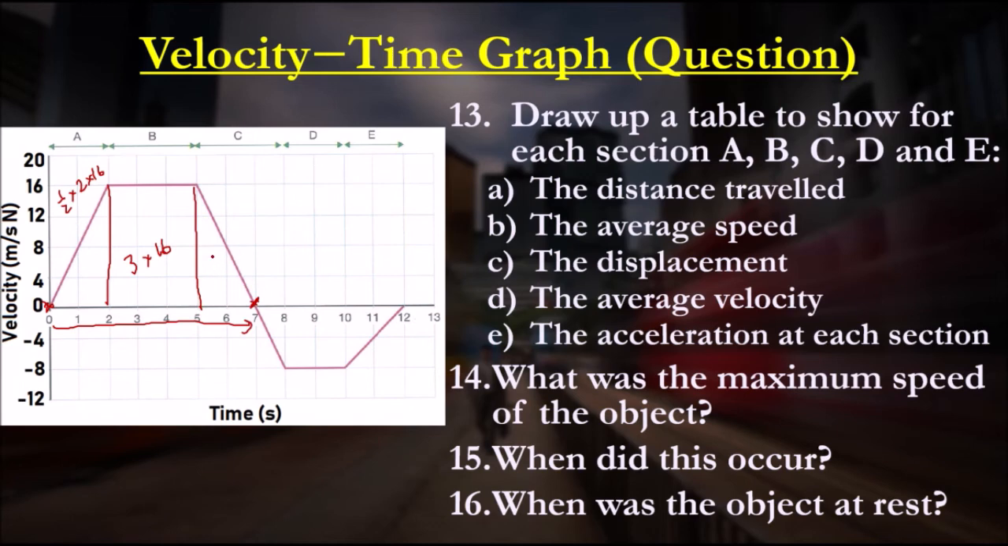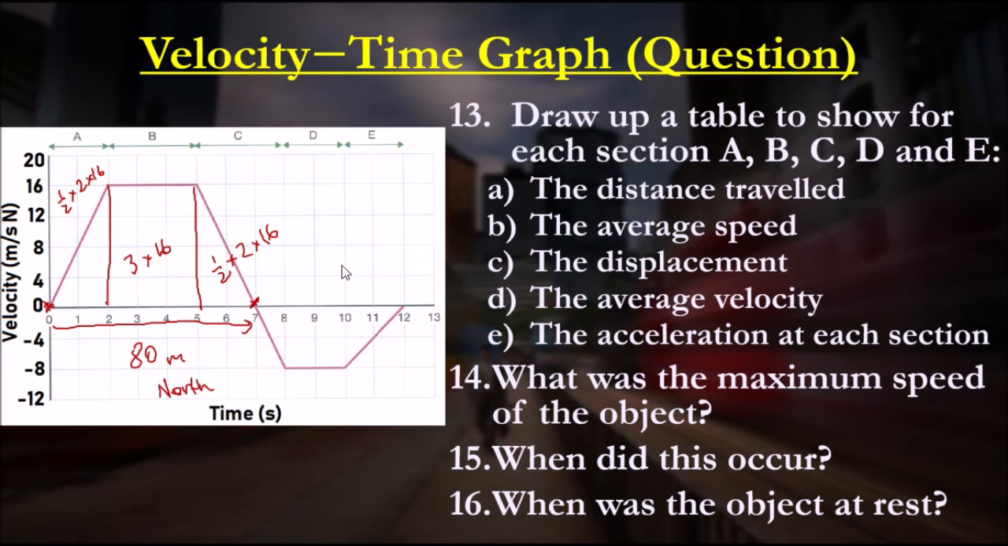And this side here would be the same as what we had over here. So half times 2 times 16. So let's look at what the overall displacement is up to 7 seconds. The overall displacement we have is 80 meters north.